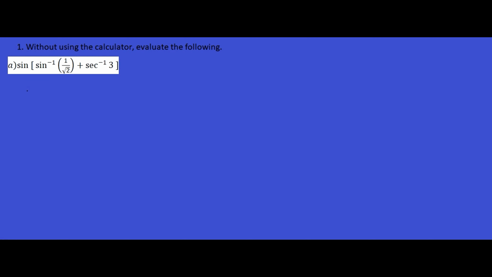As you can see here, inside the bracket there must be an angle. Sine theta, here is the angle. For example, this is the angle. But inside the question, there are two angles here. The first angle is arc sine 1 over sec 2, and the second angle is arc secant 3. Both angles are added up together. So there are two angles inside.